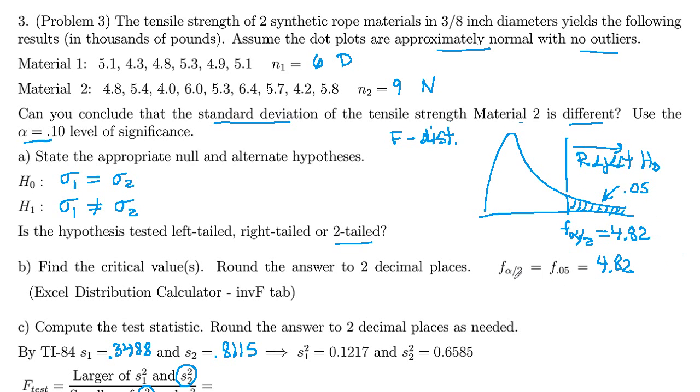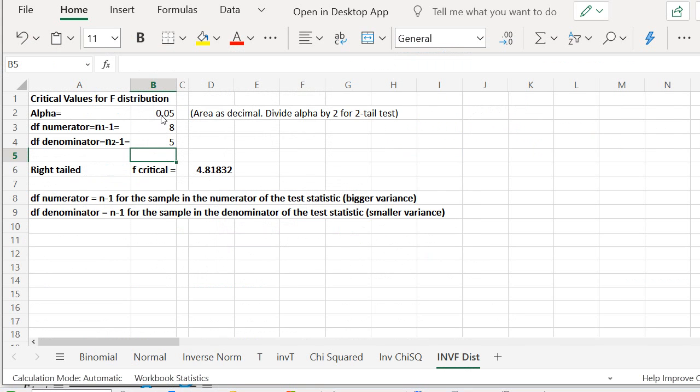So for two-tailed, you're going to take alpha and divide it in 2. That shows up right here. So that's alpha over 2, right? Area as a decimal: divide alpha by 2 for two-tailed tests.